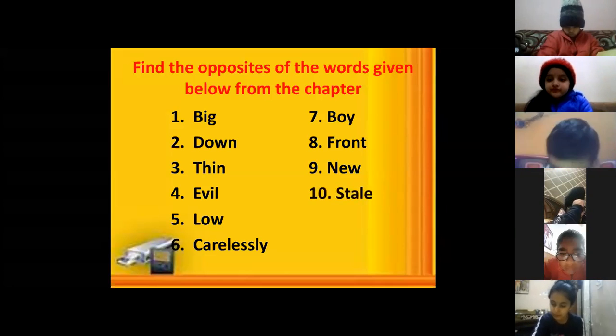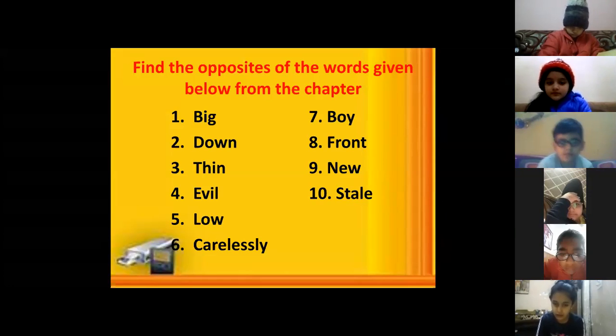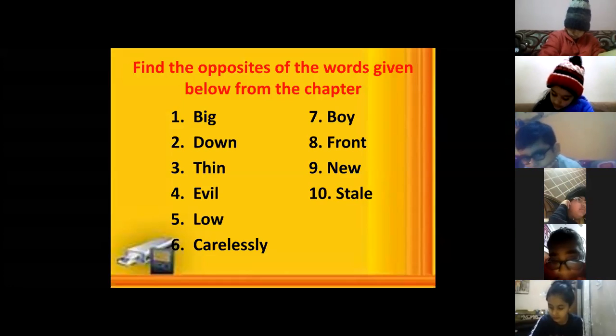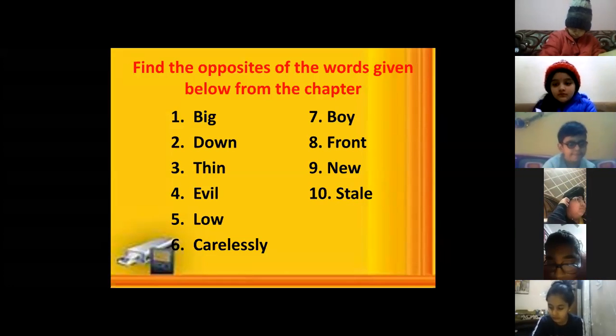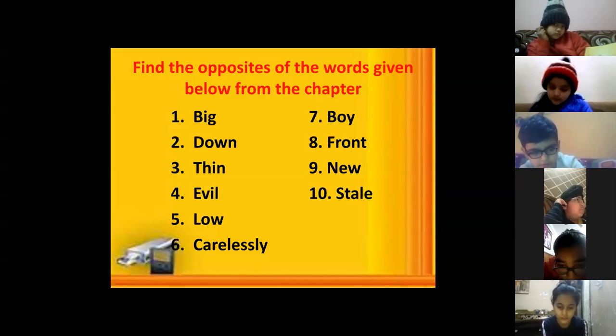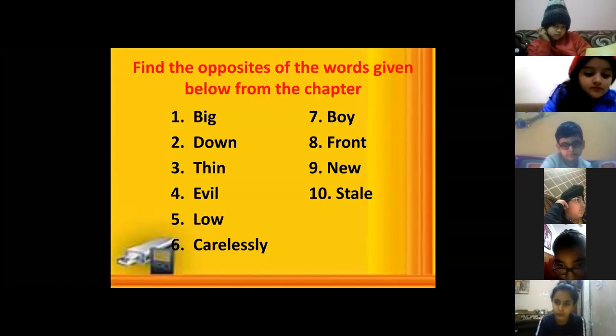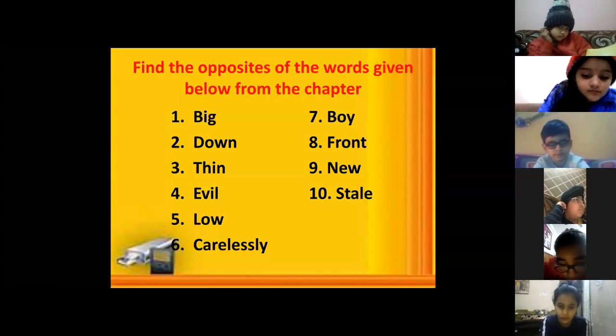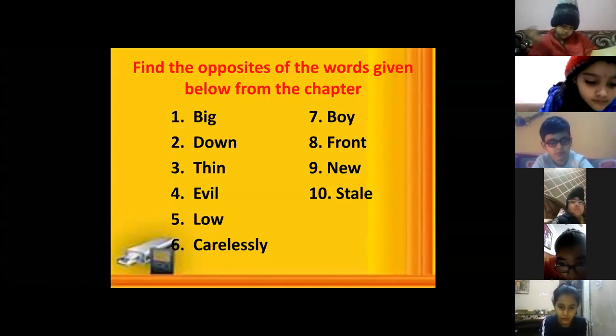What about number 10? Stale. You know, we had discussed this word in class 2 also. It was there in your comprehension booklet. We did this word in the comprehension booklet and in the grammar book, I think in the last chapter, understanding the words. I remember, in the last chapter of 2nd class of the grammar book, we did this word, stale. Yes, so stale means when something becomes old, not fresh anymore, that's called stale. So the opposite of stale is fresh.